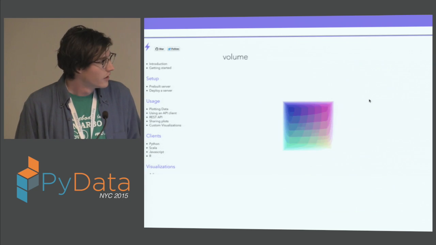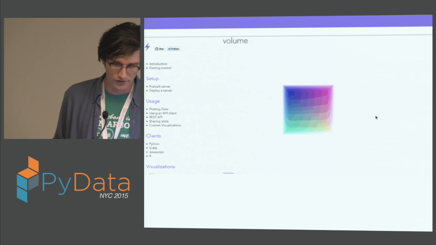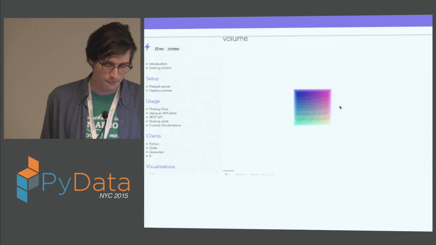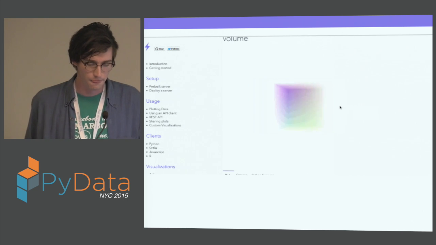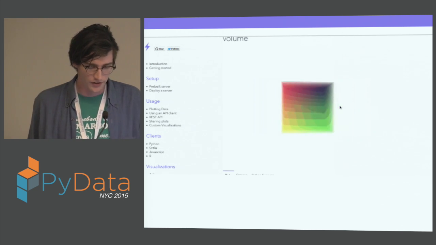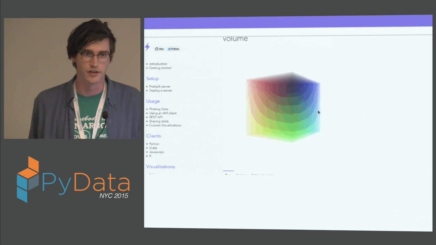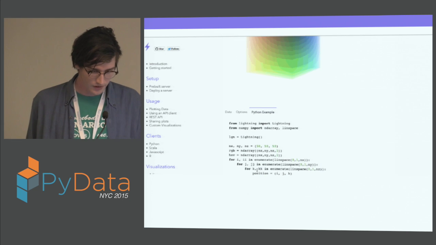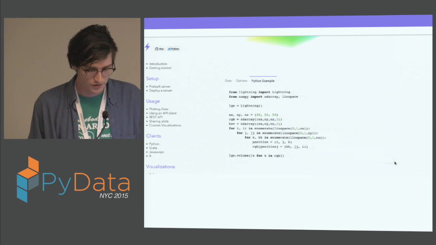So here's another example, a little weirder one. This is a 3D volume rendering of a color cube. You can see this one's rendered with 3JS again. And if you scroll down here, there's always example code that shows exactly how this thing was created. So here's the Python on the site that was used to create this visualization.